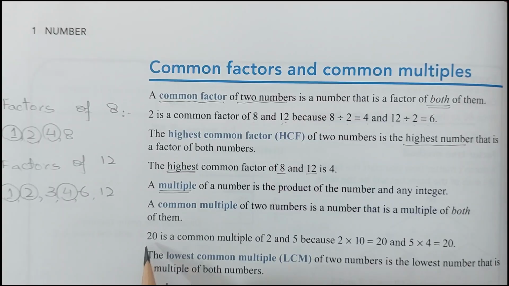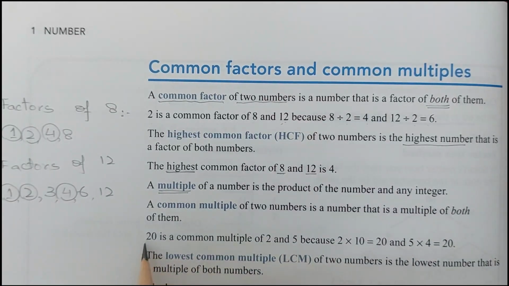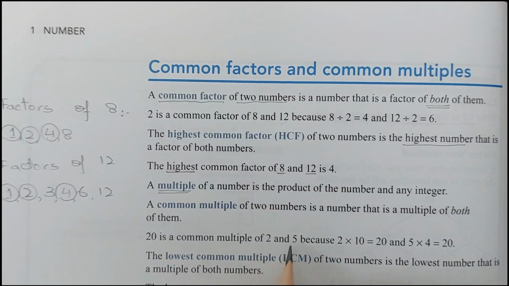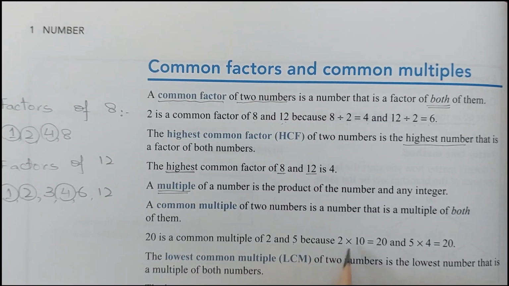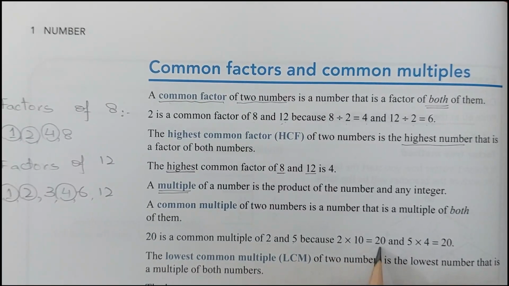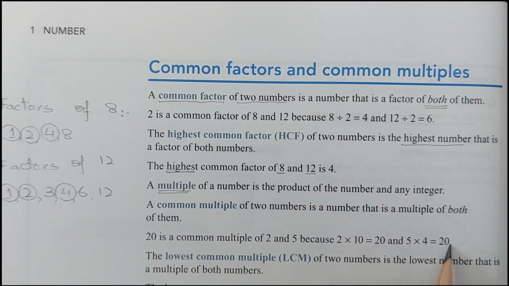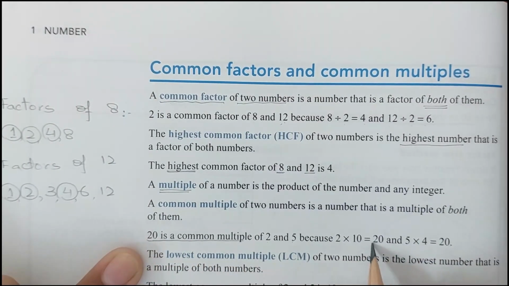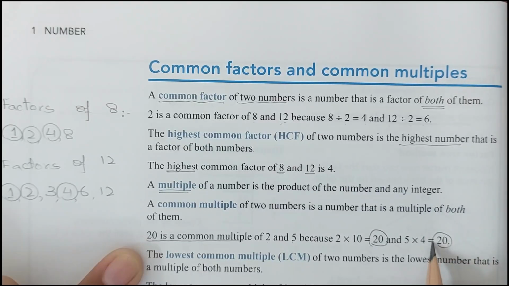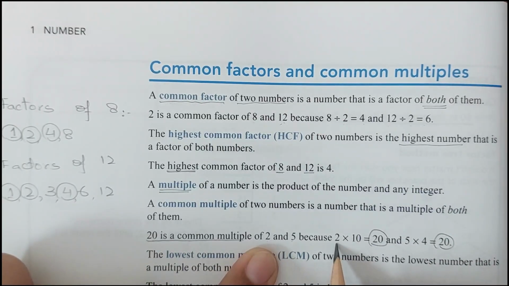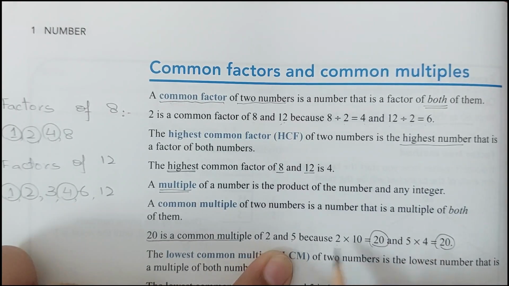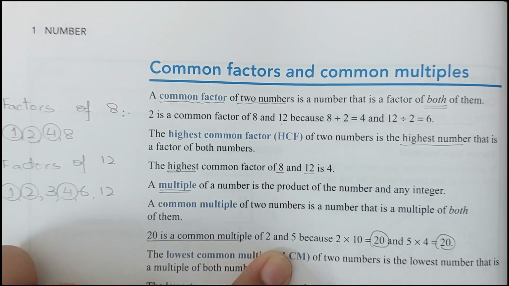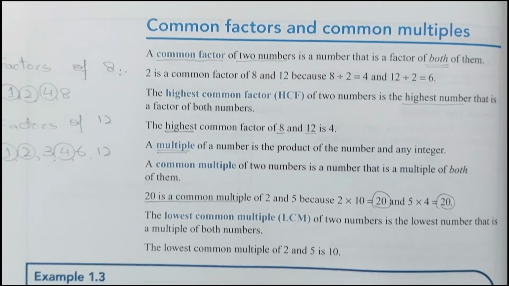Okay, now let's talk about some examples so it makes sense. So 20 is a common multiple of 2 and 5. Why? Because 2 times 10 is 20 and 5 times 4 is 20. So 20 is the common multiple of two numbers. Which two numbers? The number 2 and the number 5, because 2 times 10 gives you 20 and 5 times 4 gives you 20.